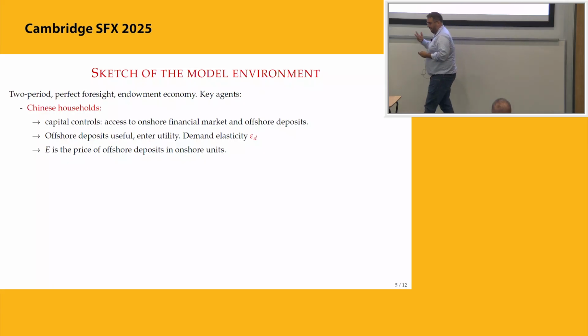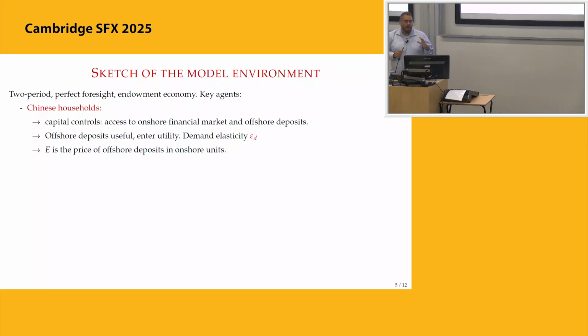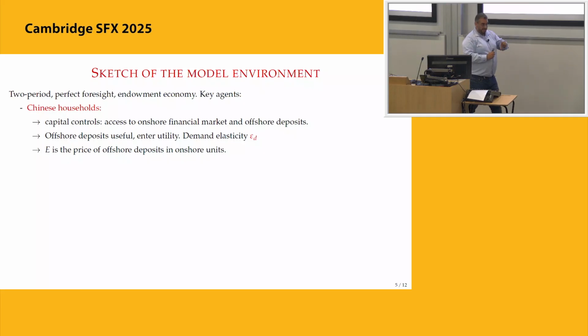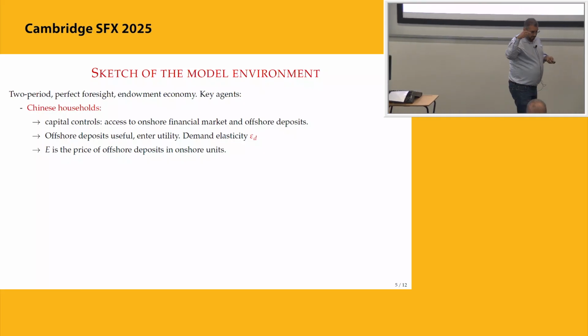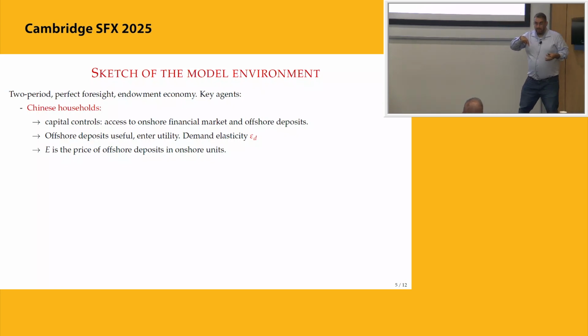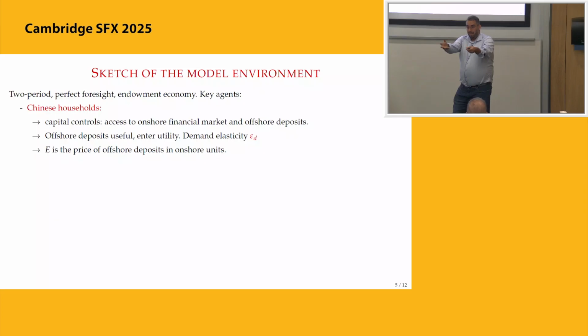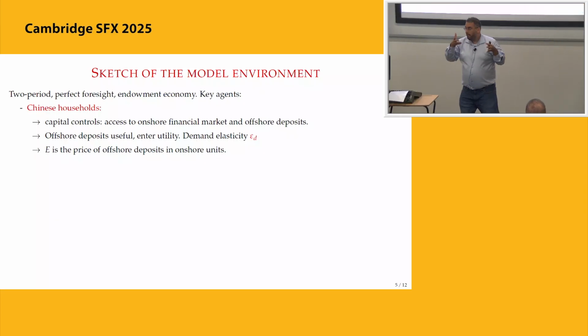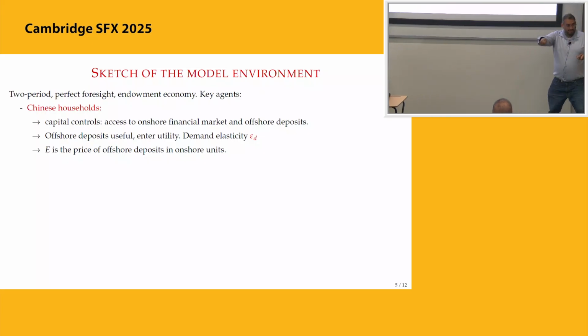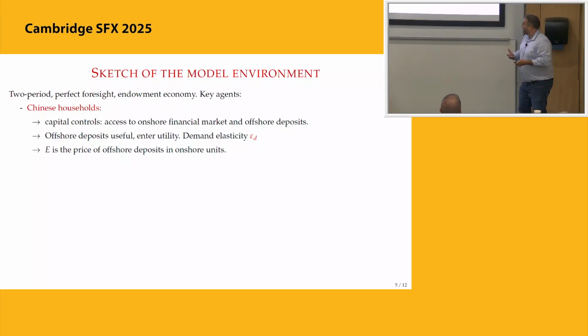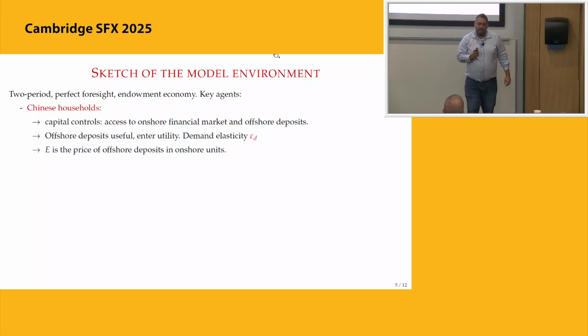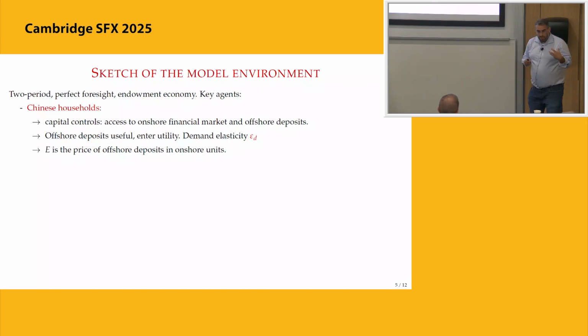Three different agents will play a key role in the model. There are others too, but I'll focus on three. The first is Chinese households. We impose some capital controls on those households. They can invest onshore, and they can also hold the offshore currency. We have in mind that they trade abroad, receive revenues in CNH, and accumulate those balances. Those offshore deposits are useful: they enter utility and have some value, because households can pay for things with them, like sending their kids abroad to Cambridge or wherever. There's some demand elasticity attached to those deposits, which I'm going to call epsilon D. And E, the offshore exchange rate, is the relative price of those deposits compared to domestic money.